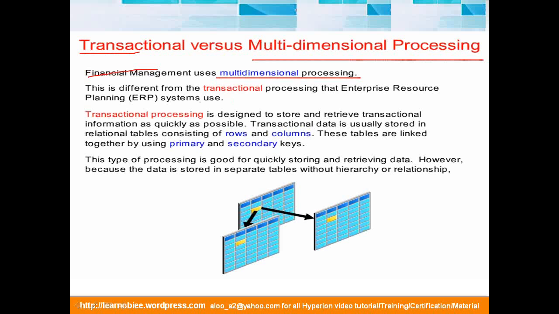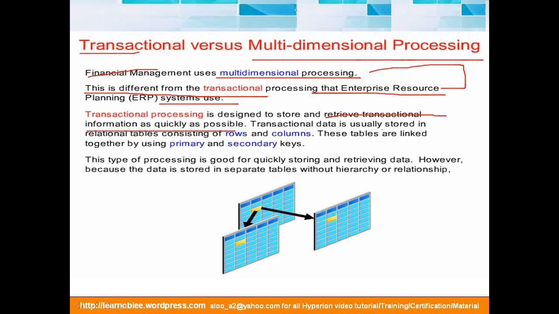It doesn't work on an OLTP environment. This is a difference from the transactional processing that enterprise resource planning systems use. ERP uses a transaction system, whereas Financial Management uses multidimensional processing. The key difference: transaction processing is designed to store and retrieve transactional information as quickly as possible. A transaction system is designed to record transactions, not for data retrieval, but here the job is data retrieval.